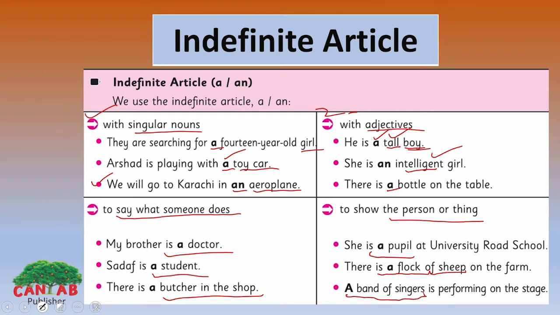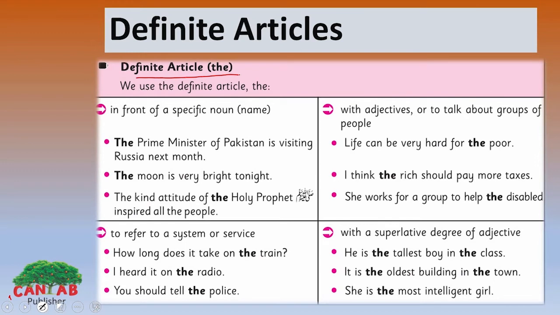Now let's discuss the definite article. We use the definite article the in four situations here. Let's discuss the first one: in front of a specific noun name. Look at the first example. The Prime Minister of Pakistan is visiting Russia next month. Here we are talking specifically about the Prime Minister of Pakistan. That's why we have added the definite article the here.